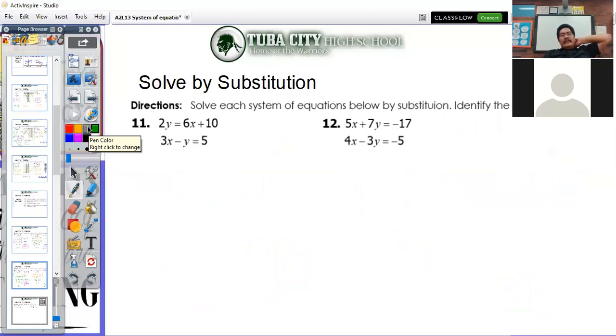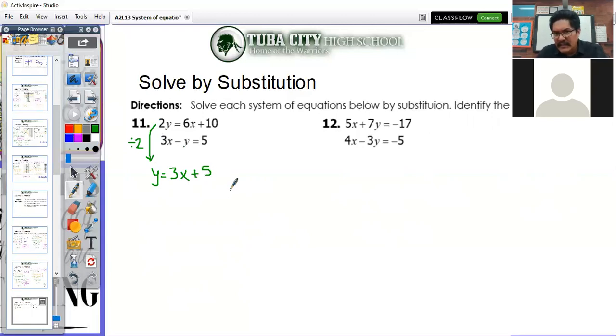Now let's go ahead and, well, that top one looks like it's already in slope-intercept form. So let's see if we can put it into slope-intercept form. Now what I need to do is I need to divide everything by 2. And I can't do that, otherwise it would look really messy. So I'm going to divide everything by 2. So I'm going to just put divide by 2 like this. Y equals 3x plus 5.